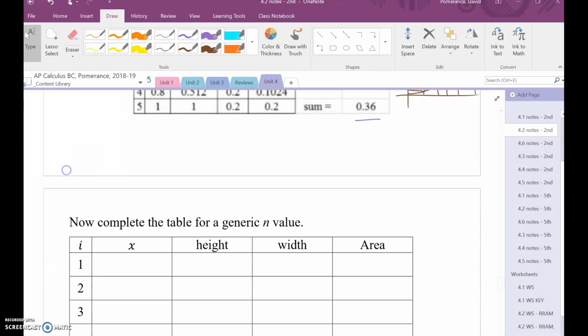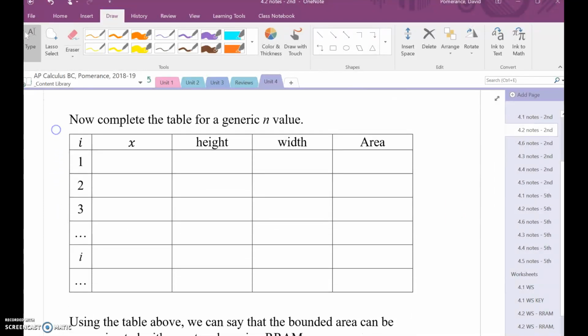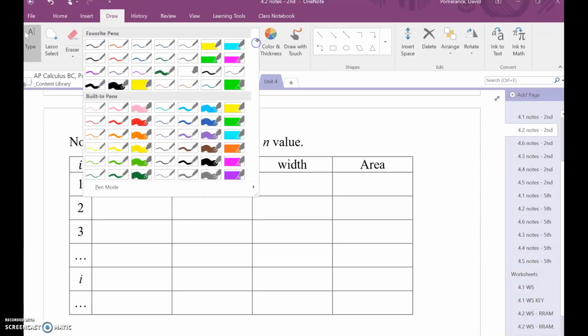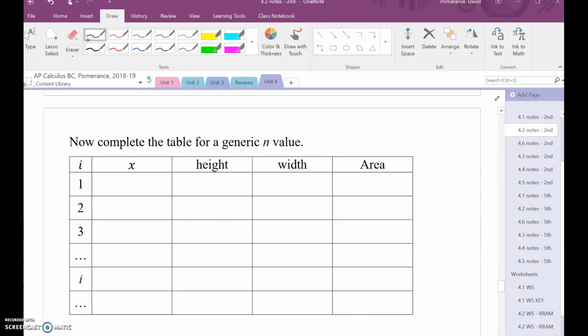So we're going to go ahead and do that for the generic value n. So the idea behind finding the generic value n, remember that's the number of rectangles we're interested in finding. And this is still the function. Let's remind ourselves what the function is. We're still sticking with f of x equals x cubed. We're still interested in the area under that curve from 0 to 1. This time we're not going to cut it up into 3 rectangles or 4 rectangles or 5 rectangles. We're going to cut it up into n rectangles.